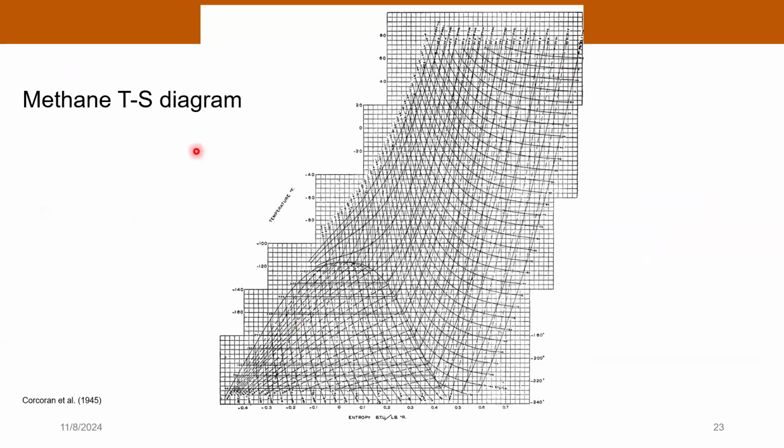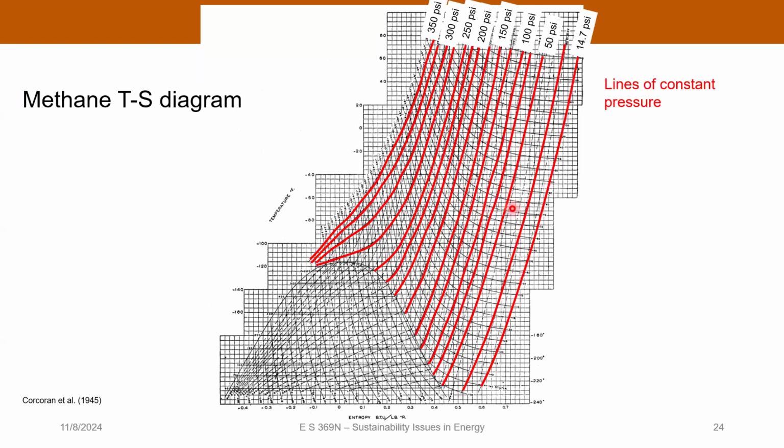This is what the temperature entropy diagram actually looks like for methane. It's a little hard to read, so I'm going to outline some important points. These are lines of constant pressure, your isobars, and this one over here is 1 atmosphere. The blue lines are lines of constant enthalpy. We were talking about the isenthalpic expansion component, and that's a very important thing in terms of the difference between natural gas and hydrogen. We'll get to that in a minute.